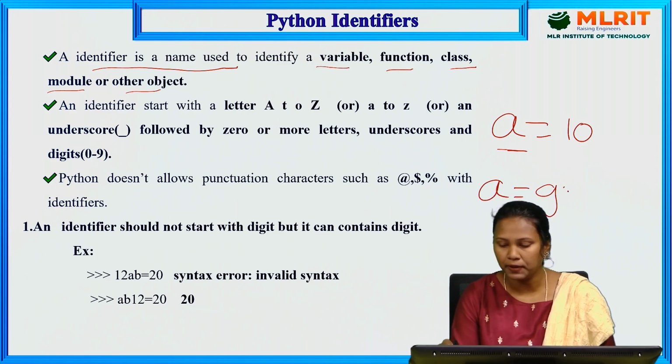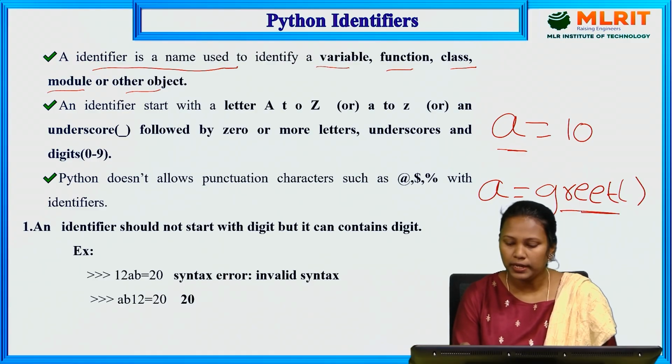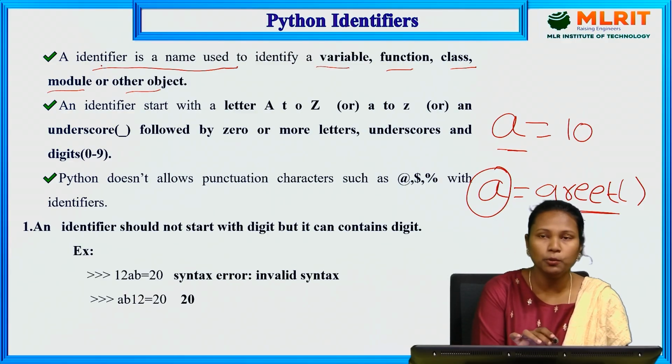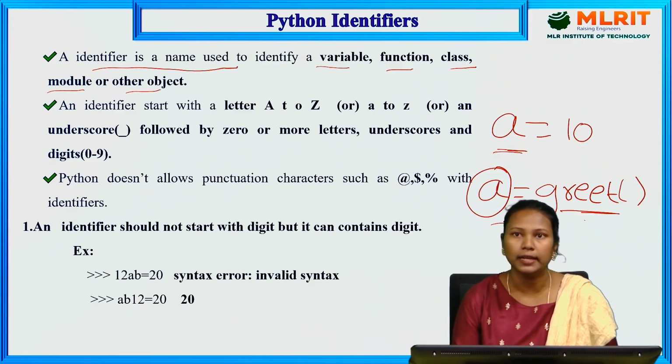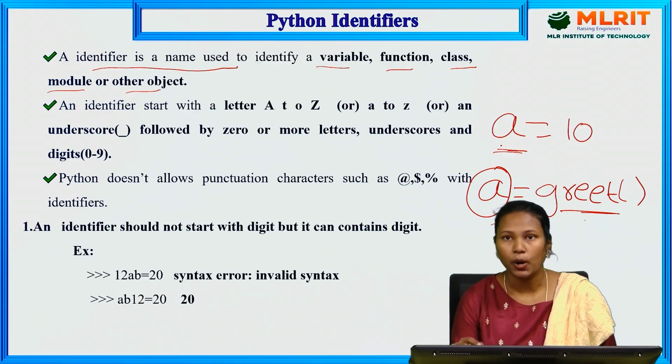So the identifier is a name used to identify a variable. Or, for example, A is equal to greet, where we are calling a function. Here greet is the function call. So the identifier calls the function. An identifier is a name used to identify a variable or a function or a class. The identifier refers to either a character or an underscore.